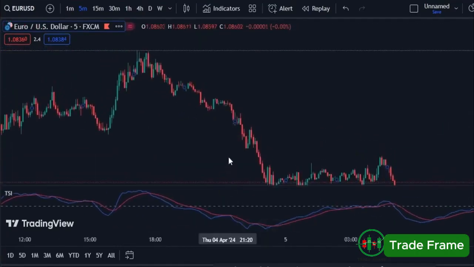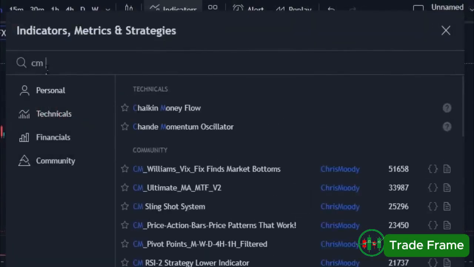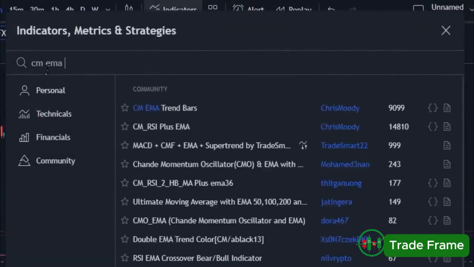Thank you, dear ones. So now, subsequently, we carefully open the Indicators tab and then type CMA trend bars in the search bar, and then take a much closer look. Friends, this is the second indicator, which is the CMA trend bars. We need this indicator, so we click on it.